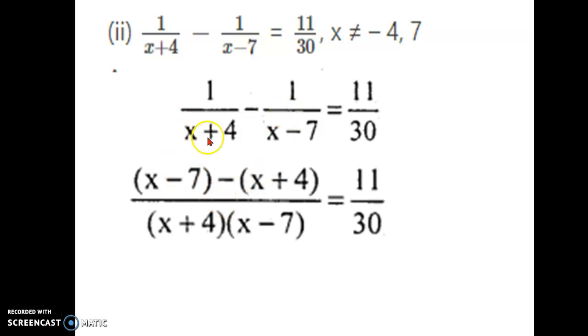So 1 into x minus 7, so simply I can write x minus 7. Here 1 into x plus 4, so I can simply write it as x plus 4. And here already a minus sign is there, so that's why I am getting a minus sign here. So in the LCM it should be written as a product. Okay. In the multiplication you should write it.